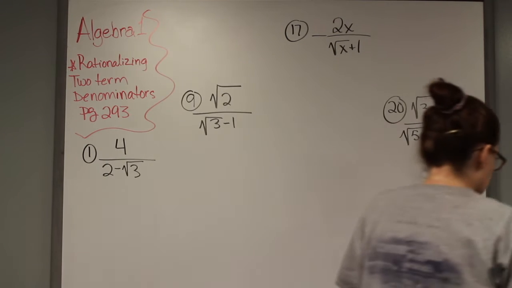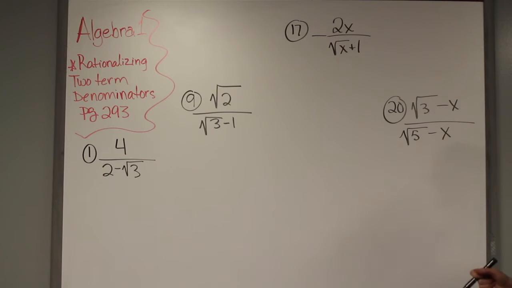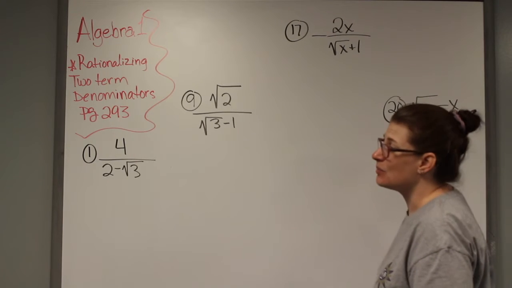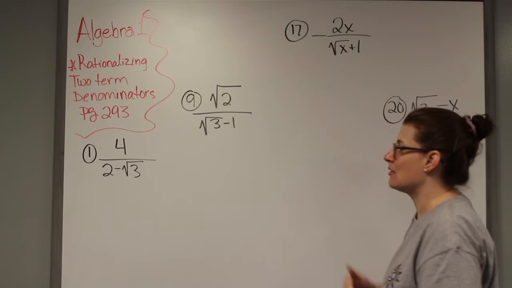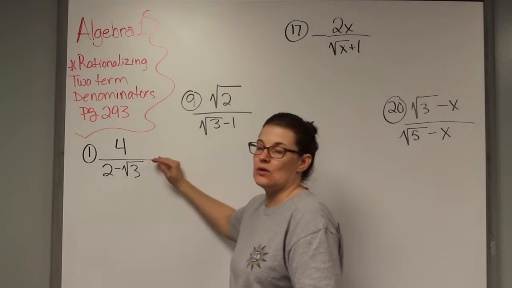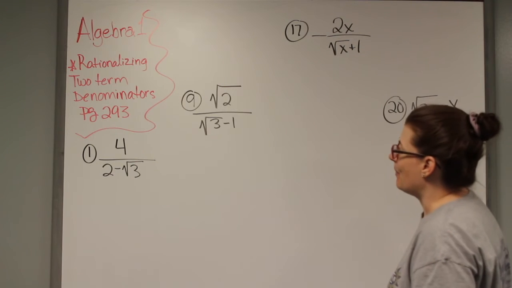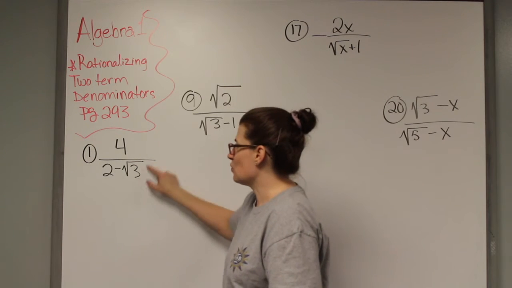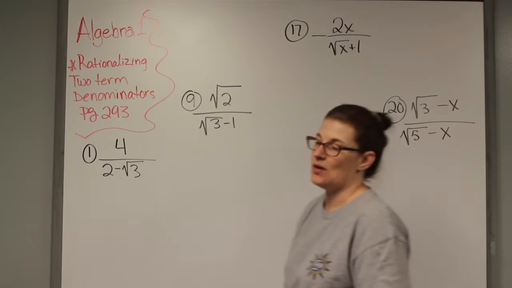This is the last lesson of the week. This should cover everything that you've got. Rationalizing two-term denominators, page 293 if you're in my class. The last video I posted would have been simplifying or rationalizing denominators in general, which just means that you can't have a radical on the bottom of the fraction. But we only did them where there was just one radical, not another term with it.